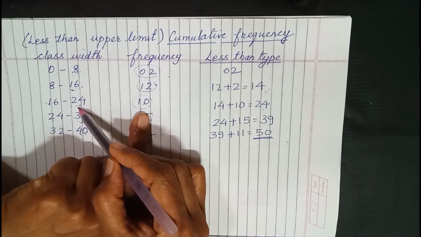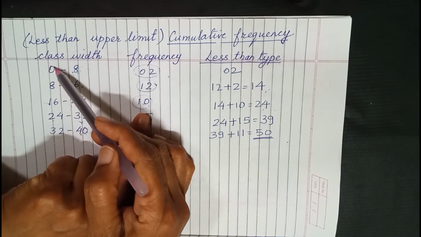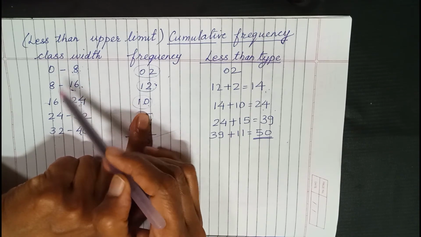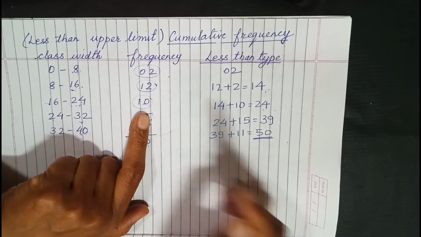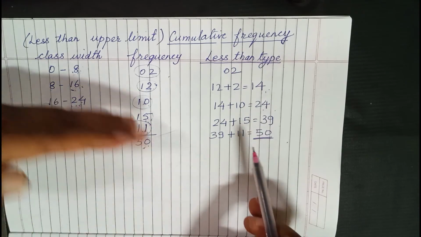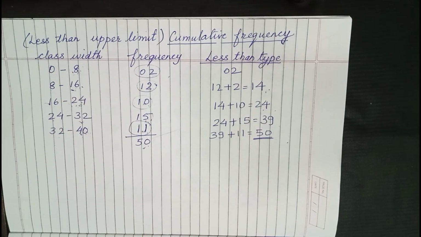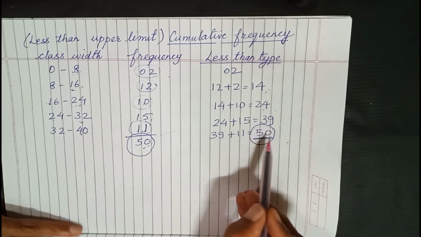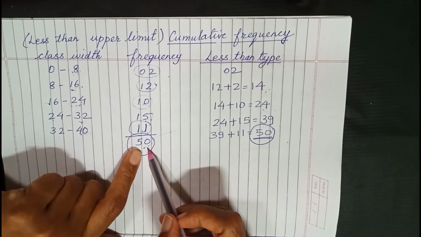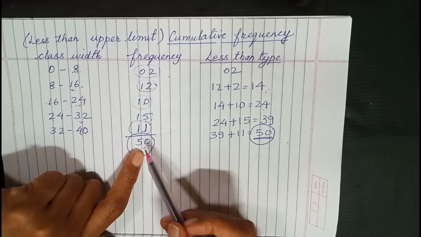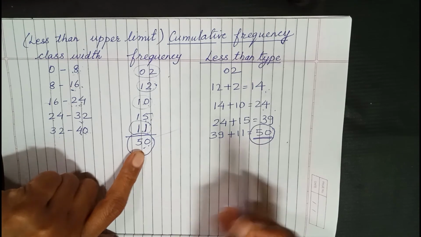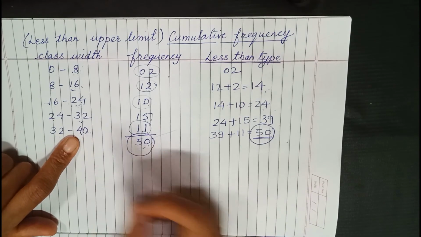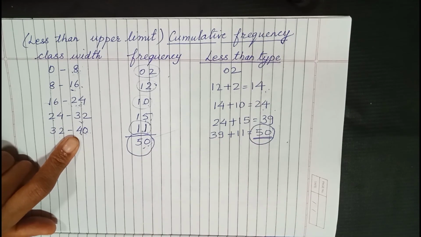Similarly, less than 24 will be all the scores which are there from 0 to 23. So we add this, this and this to get our answer. This is how you keep on progressing till the end of the table, and the total frequency you should get is the same here, because this is the total number of records that were maintained or found out. 50 frequency and all 50 are less than 40. That is why this number should come the same.